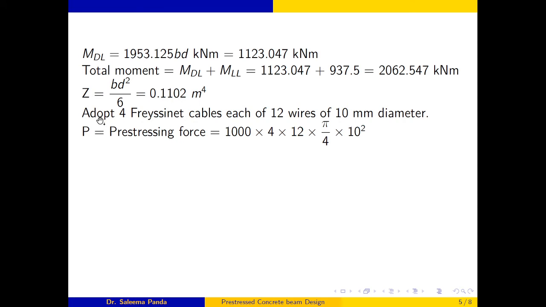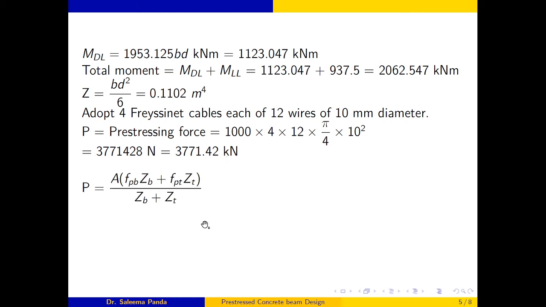In the question it is given that we have to add 4 Freyssinet cables, each of 12 wires of 10 mm diameter. So our pre-stressing force will be the stress, 1000 initial pre-stress is given, so 1000 into the area. So 4 cables, 4 into 12 number of wires in each cable, into the area of this 10 mm diameter, pi by 4 d square, 10 square. So your pre-stressing force is 3771.42 kilonewton.